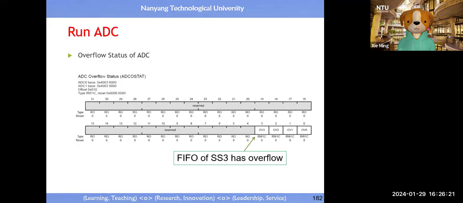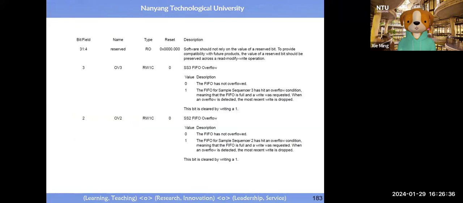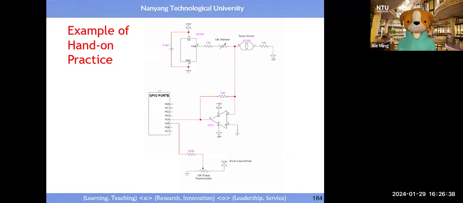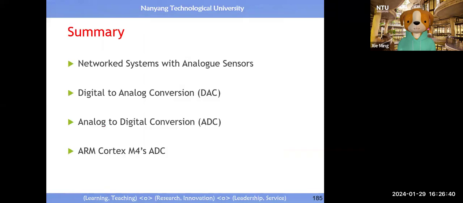Since you have a buffer, once the output goes to the buffer, if there's an overflow of the buffer, that means you never read the data and it exits the buffer, then the hardware will also tell you about this overflow. Okay, you lost something. So that's about the interface with an analog sensor.